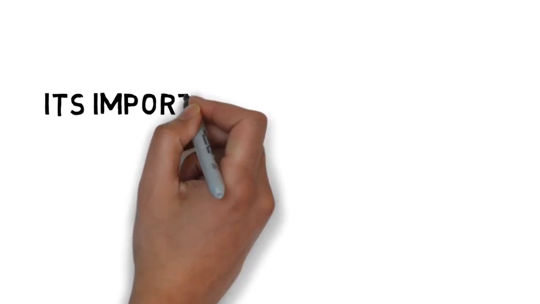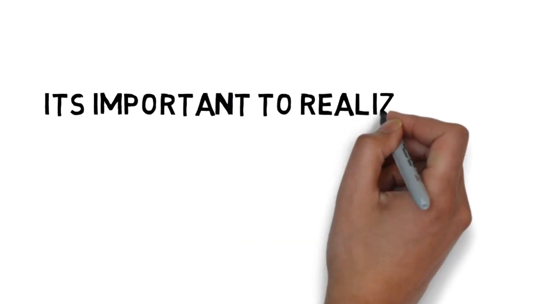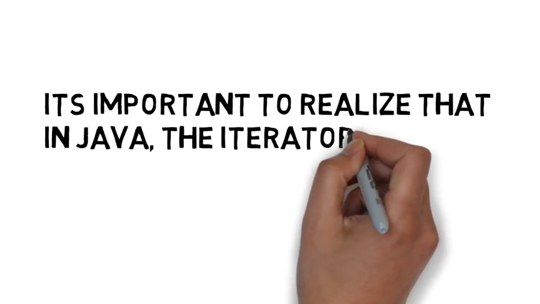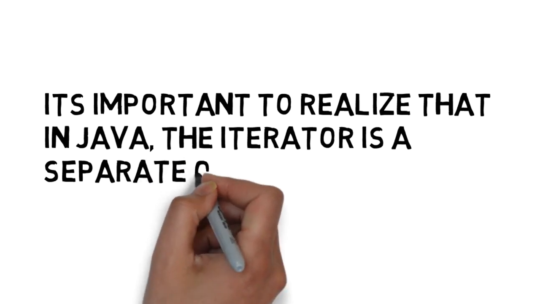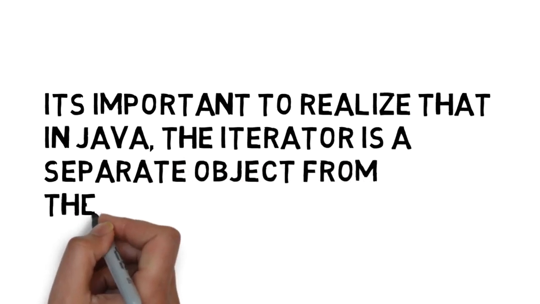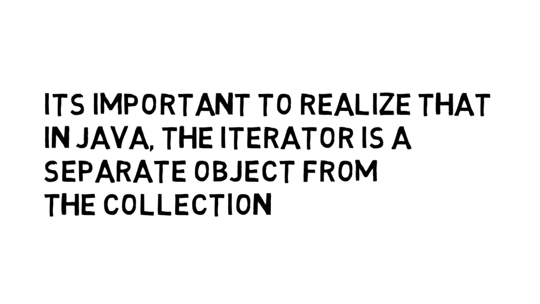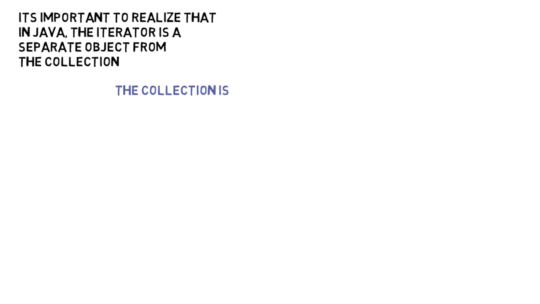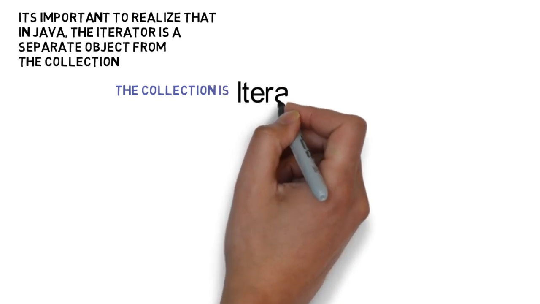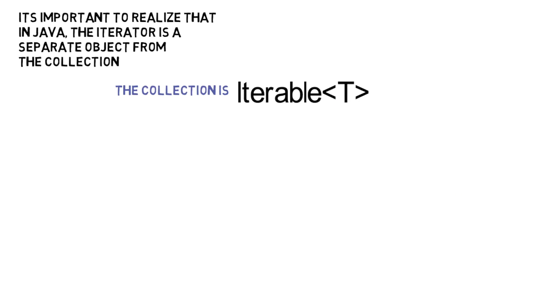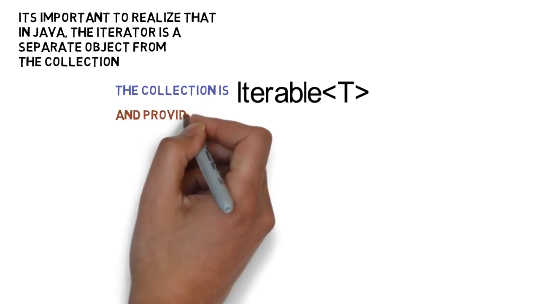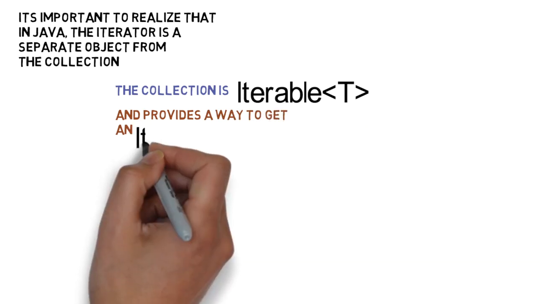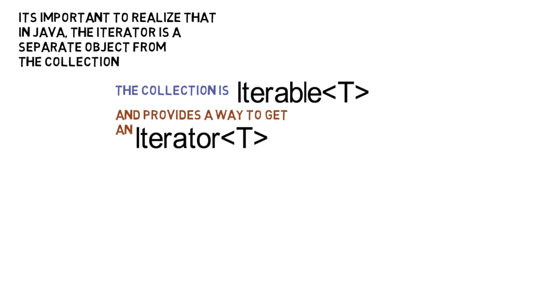Now, I've been using both terms here, and I've been using them carefully so that you know there is a difference, but let's just focus on that for a minute. It's important to realize that in Java, an iterator is a separate object from the iterable, which is the collection. So the iterator and the iterable are different and separate objects. The iterable is the collection. So the collection implements Iterable<T>, the generic interface, and provides a way to get an iterator.